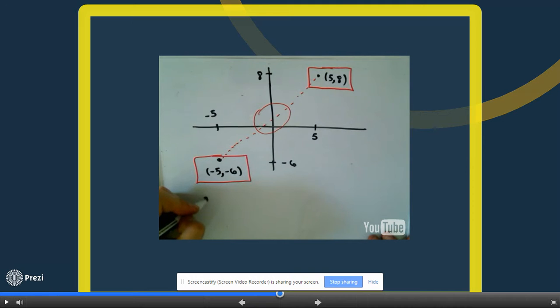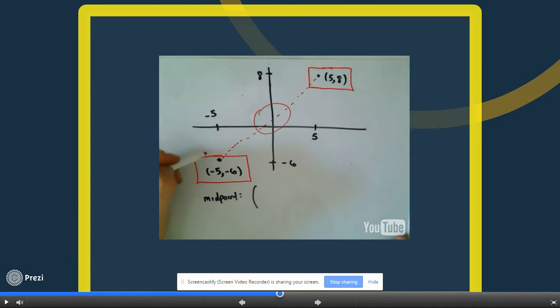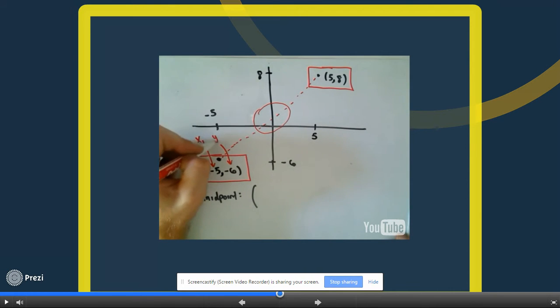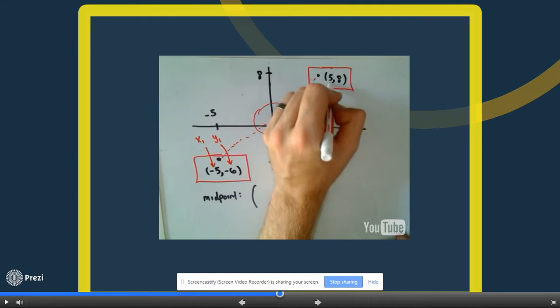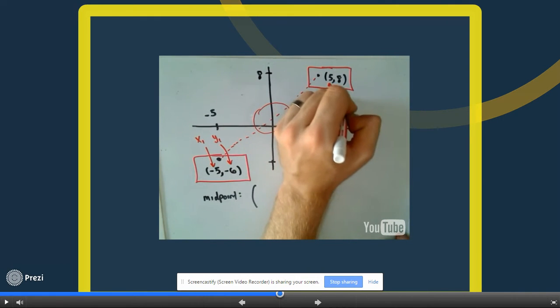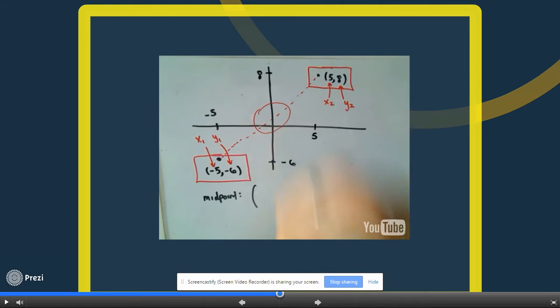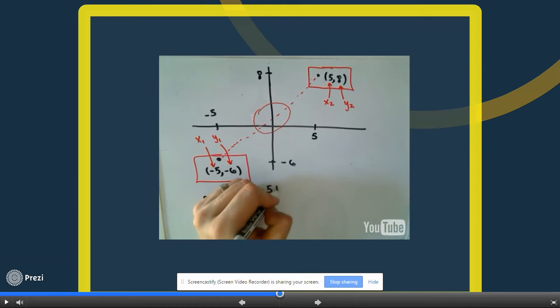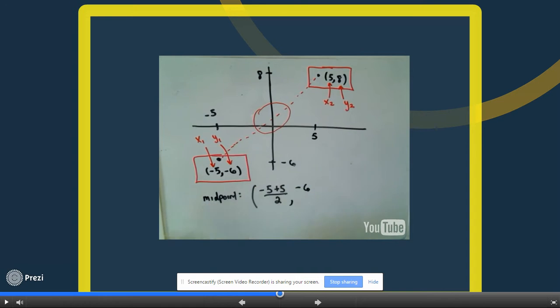So again, to find the midpoint, piece of cake, all we have to do is add the x-coordinates. So maybe we can label them as well. So this will be x sub 1, y sub 1. Again, these are kind of generic labels. It doesn't matter which one you call x1, y1, which one you call x2, y2. So it says if we add the x-coordinates, we'll get -5 plus 5 divided by 2. And then the midpoint for the y-coordinates, we'll get -6 plus 8 and divide that by 2.